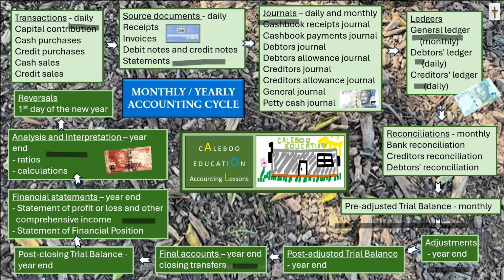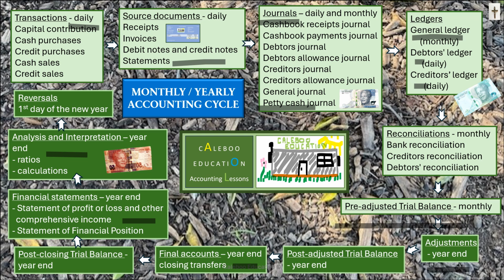So if you look at the blocks in the light green, I will go through them briefly as we go along in this video. But this is what happens on a monthly basis in any sole proprietor. Transactions take place. These transactions are recorded on documents. The documents are used to record the information in journals, and there's 8 journals. The journals are posted to the ledgers, the general ledger, the debtors ledger, and the creditors ledger.